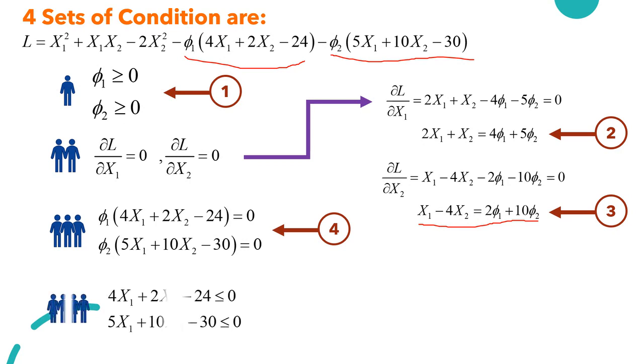So the next one, 4x1 plus 2x2 minus 24 is less than or equal to 0. Similarly, 5x1 plus 10x2 minus 30 is less than or equal to 0. Let me consider this as equation 5.